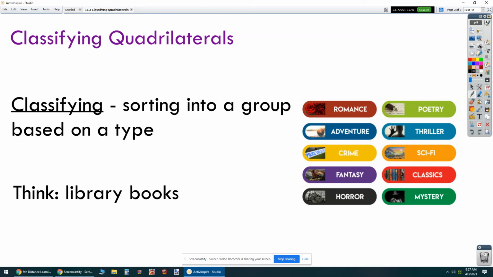When we say classify, we just mean we're going to sort it into a group based on the type. Think about library books. See all these library book genres over here? Poetry books, sci-fi books, mystery books, fantasy books. They're all types of books, but we put them in different parts of the library. They are classified differently.